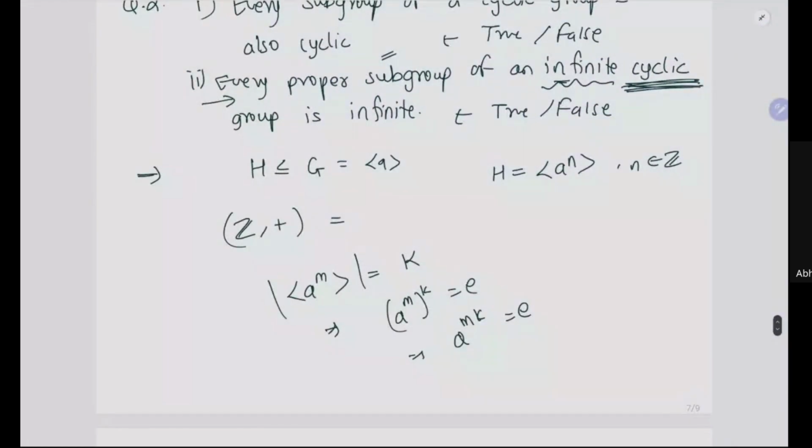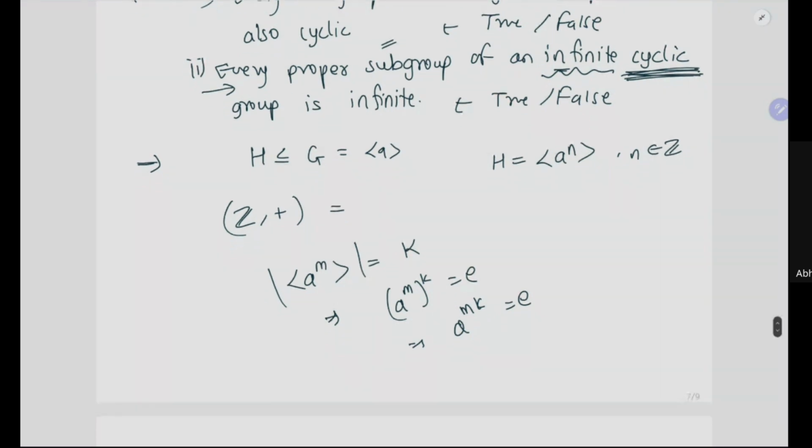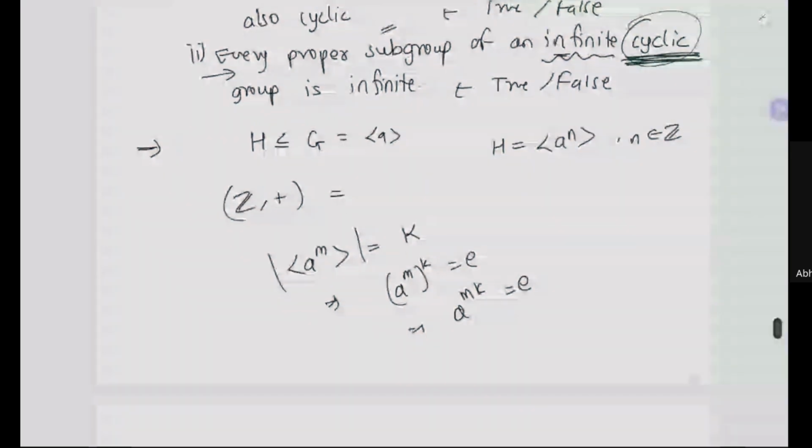So this is not a concern in the case of a finite cyclic group. In the case of a finite group, we can't anyway have a subgroup which is infinite. That is a different thing. But the cyclicness is very important. If I remove cyclic, then the statement that every proper subgroup of an infinite group is infinite need not be true. Can somebody give me an example where the group is infinite and its proper subgroup is not infinite?